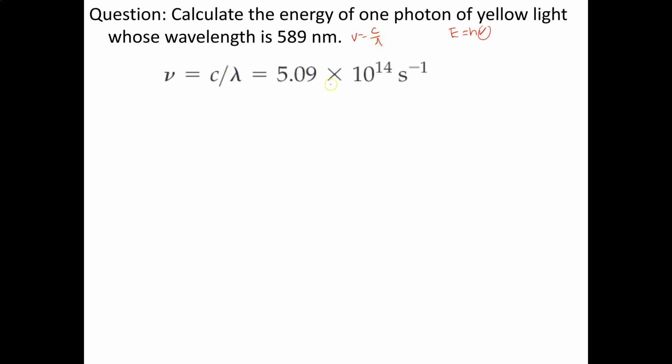So we do C over this, which is basically 3.0 times 10 to the 8 meters per second. We're going to change this into meters, right? So that's just 589. Just put the 10 to negative 9 at the end of it. Put the M, and you've already converted. You could do a T-chart to show this, but you don't really have to. So 589 times 10 to negative 9 meters. You get 5.09 times 10 to the 14.